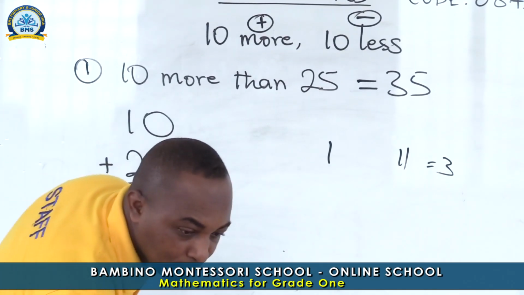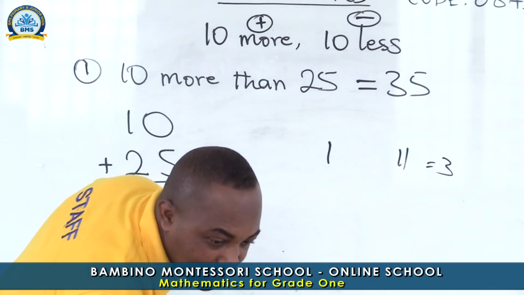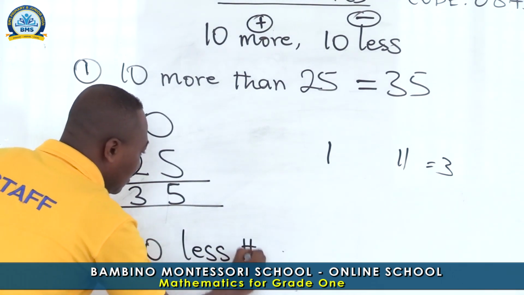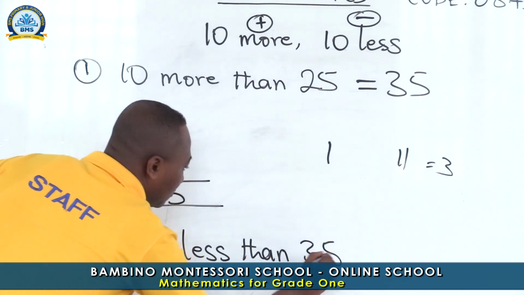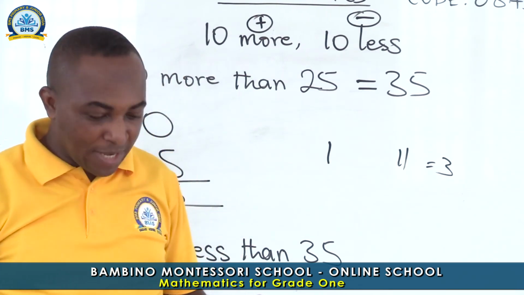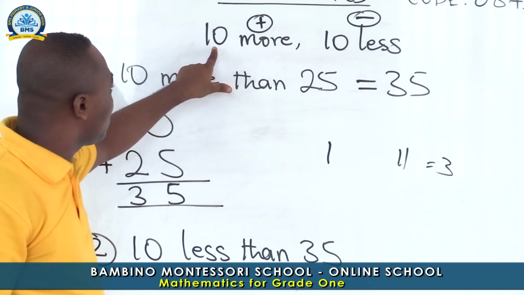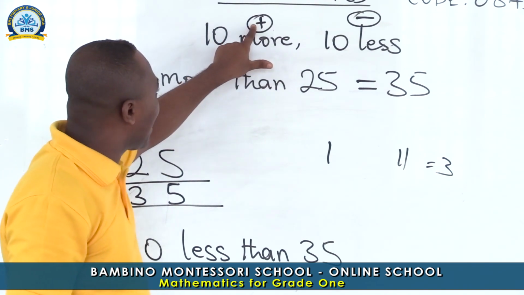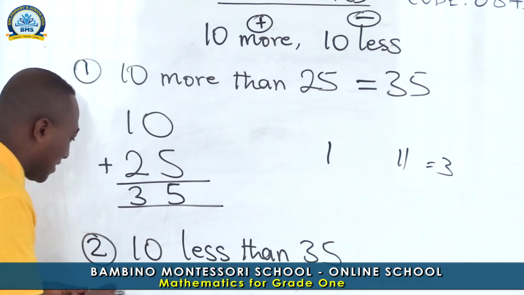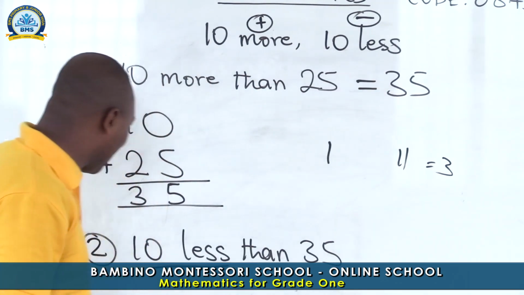Example 2. 10 less than 35. 10 less than 35. What are we going to do? Are we adding or subtracting? Look on the board. I've already informed you that as soon as you hear 10 more, it means you add. 10 less, it means you subtract. And over here we have 10 less. It means we are going to subtract, isn't it? Good. So let's do the subtraction.